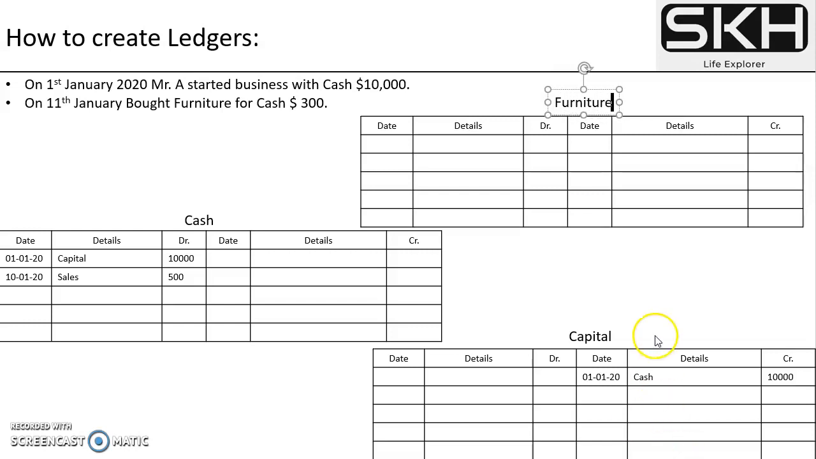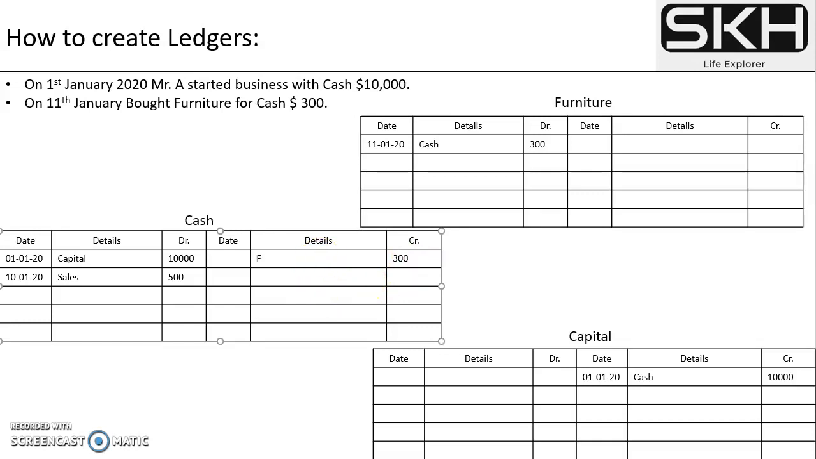In this transaction, you can see both accounts belong to the category of non-current assets. The furniture account is going up, so it should be written on the debit side. 300 is the amount. The date is 11th of January 2020, and the reason is cash. The same transaction we will record in the cash account, and this time cash is going out, so it will come on the credit side.